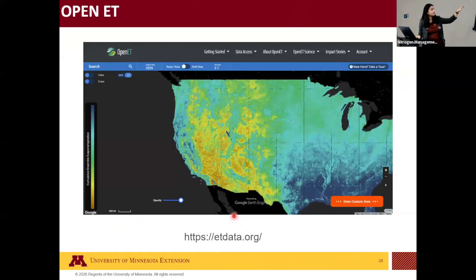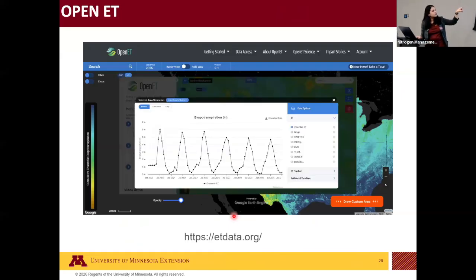So this is when you log into OpenET, and it's free to use. You can create a login and go to the website. The whole United States is covered now. And then you focus, it says draw custom area. You can focus on your field, and it gives you this very nice monthly, cumulative and daily evapotranspiration of how much crop water is being used. It's very useful if you are interested in looking at your crop water use in the season.